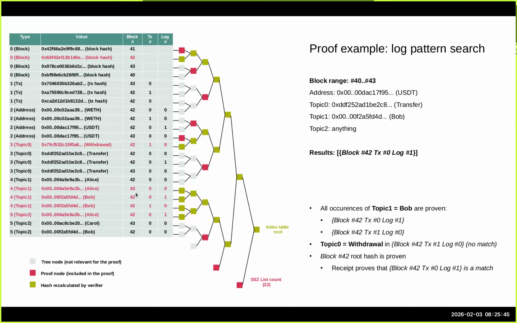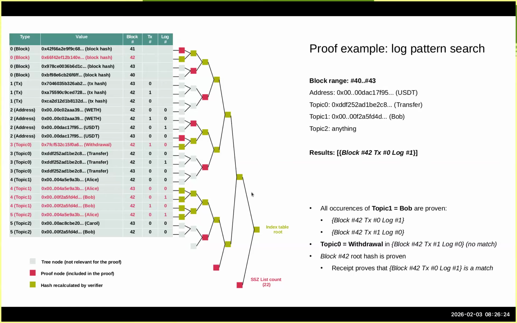And what we need to prove is that others are not matches. Just checking topic one already leaves us two options, and we just need to disprove the second one, which is the withdrawal. The easy way is just to prove that at block 42 transaction 1 log 0, topic 0 is withdrawal, which is not what we are looking for. So we ruled out the other match, and this is all we need to prove a log query in a single table.